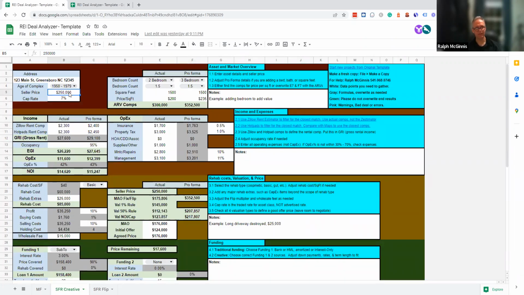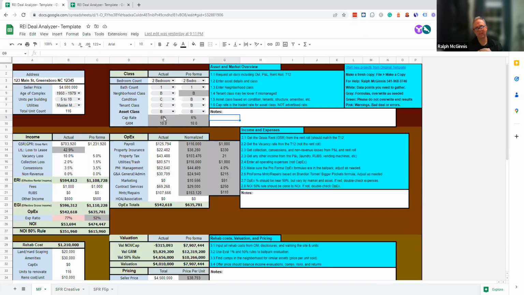The generation, the seller price, which is reflected down here in seller price again, and the cap rate. The cap rate is basically what price multifamilies are trading at. If you have a certain area and a certain class of multifamily, then it's going to be a particular cap rate for that area and for that class. So if it's a class A neighborhood, I'm going to put this asset class to A. You'll see the cap rate changes to 4. If it's a class B, it changes to 6.